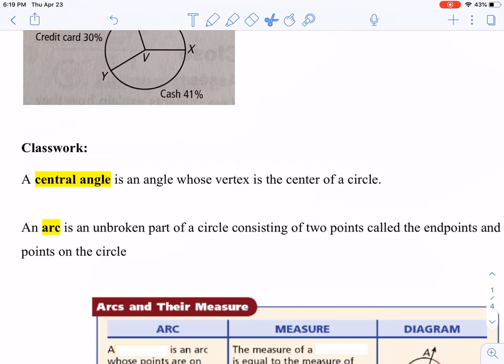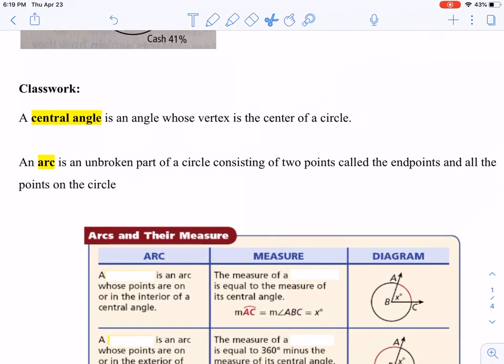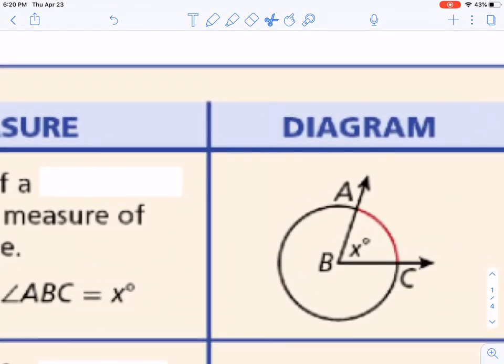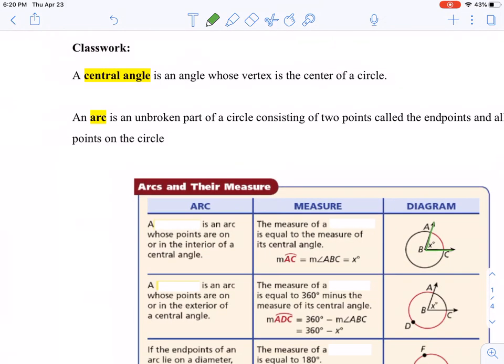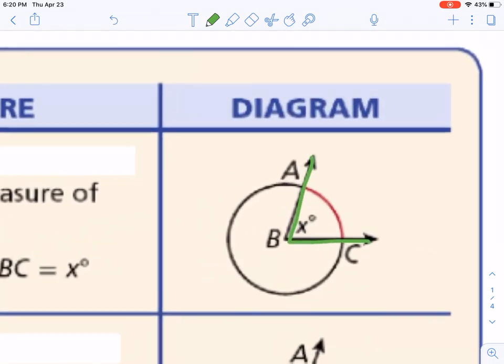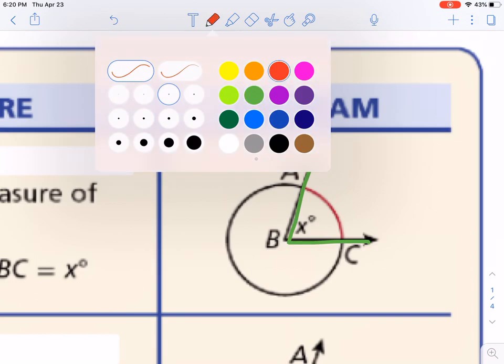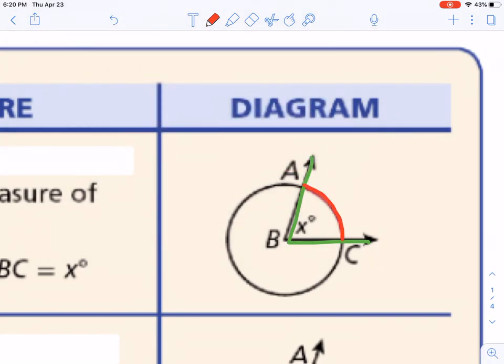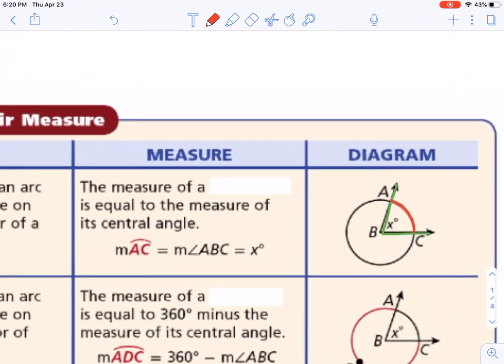The first thing that we need to talk about, and that's really the core of today's lesson, is understanding what a central angle is. A central angle is an angle whose vertex is at the center of a circle. So as I look down here, angle ABC is our central angle. And an arc is an unbroken part of the circle consisting of 2 points called the endpoints and all of the points on the circle in between. So in this case, the arc formed by the central angle would be arc AC, and we'll talk about how we name arcs in a minute.